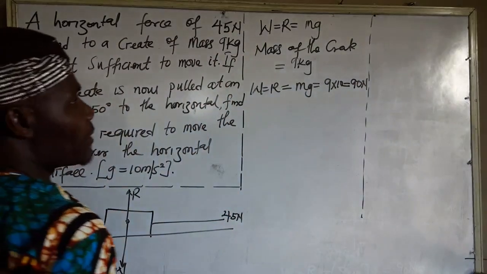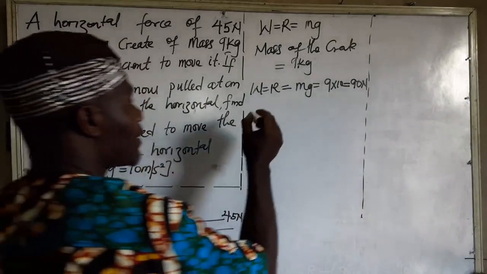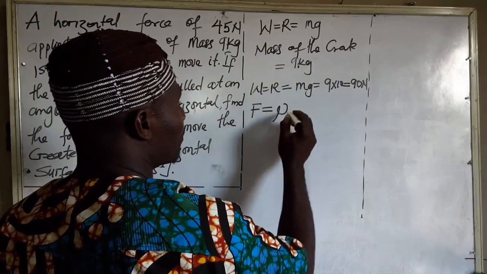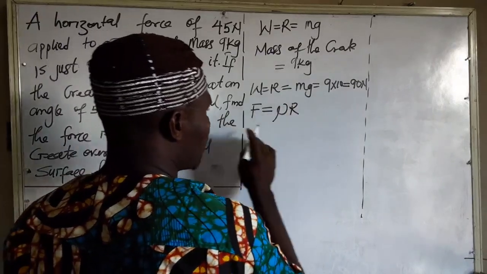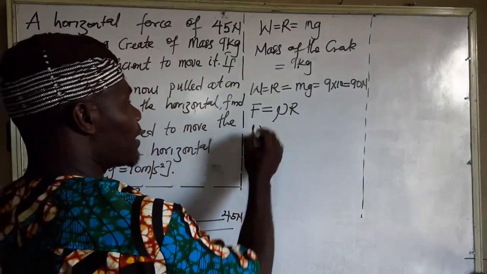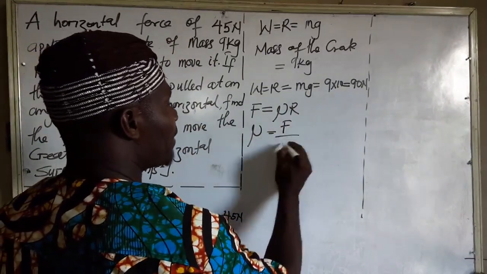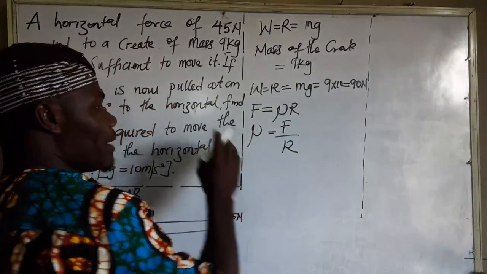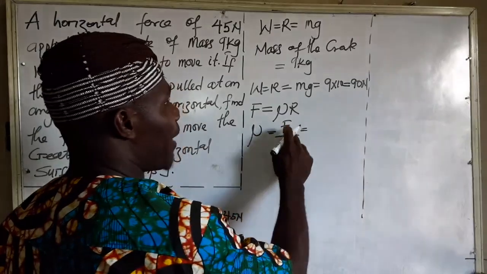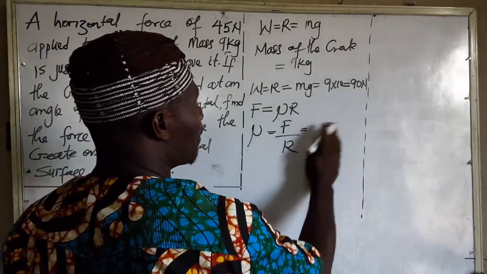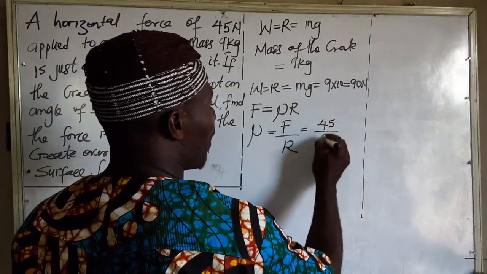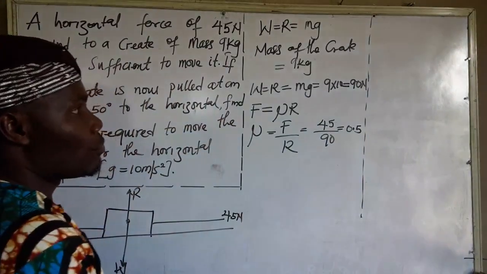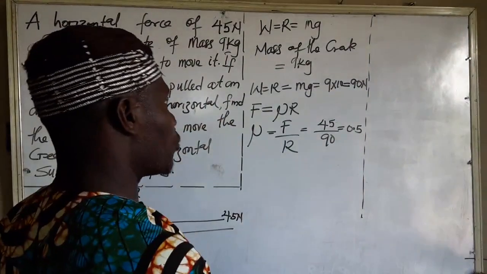So the weight is equal to 90 Newton, and F is equal to the coefficient of friction times the reaction. So to get this value, we have F divided by R. The coefficient of limiting friction will be 45 over 90, which gives us 0.5. This is the most important thing to note at this junction.